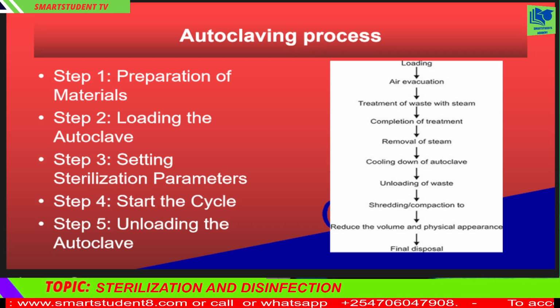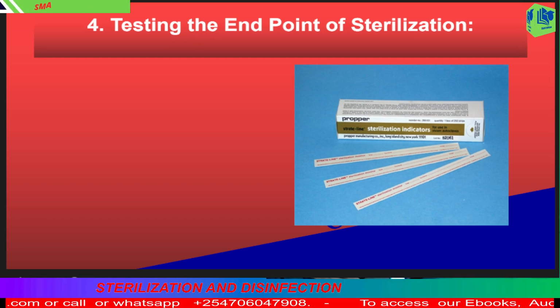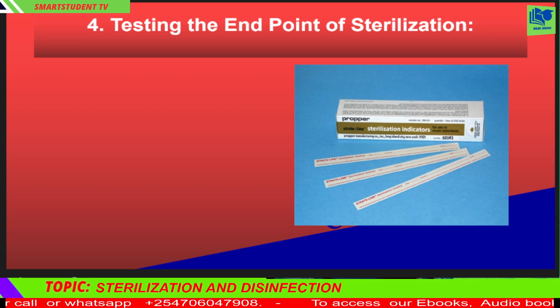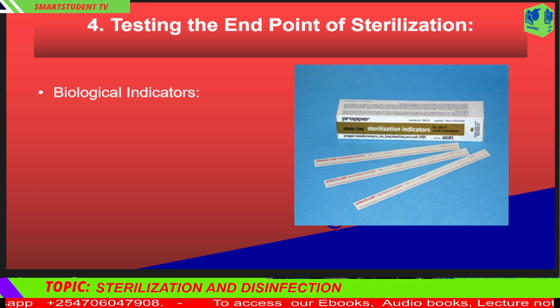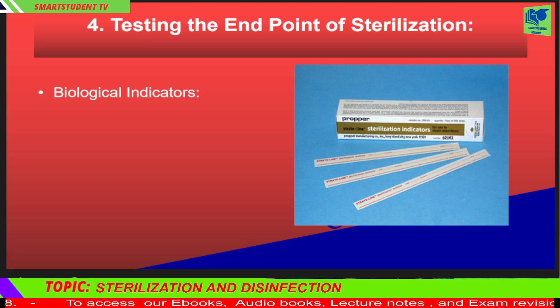Testing the endpoint of sterilization. Ensuring sterilization has been effective is critical. Common methods used for testing whether complete sterilization has been achieved or not include: 1. Biological indicators. Use heat-resistant spores, e.g., Geobacillus stearothermophilus, to test sterilization efficiency. If spores are killed, sterilization was successful.